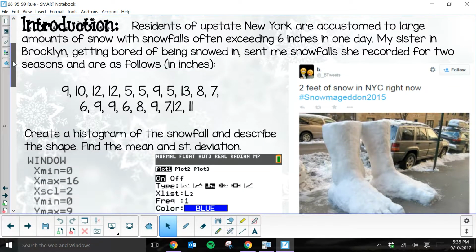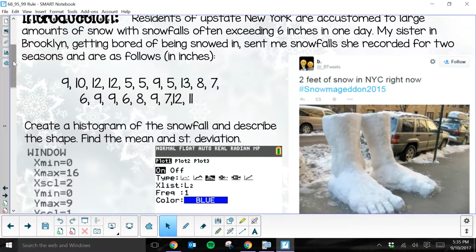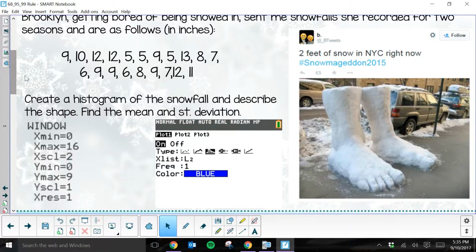is to look at some snowfall in upstate New York. So my sister gathered some data for us. Don't worry, she is in fact bored over the record for the 2 seasons, and they are in inches. So the first task that I'm going to have you do is create a histogram for all of that data. So again, that's the one where it puts everything in a bin and looks at frequency.